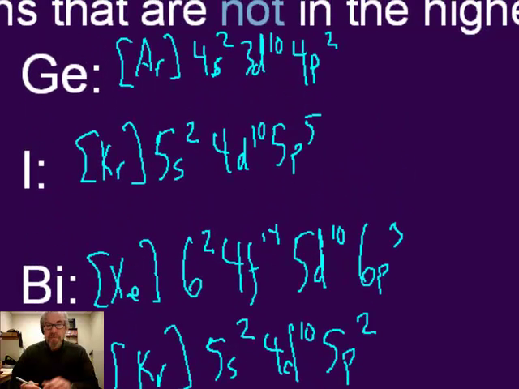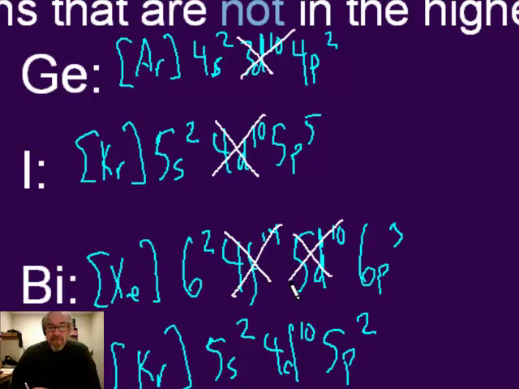Now, if we look closely at these shorthand notations, we notice that for germanium, we have something that's not in the highest shell in that shorthand notation. For iodine, 4d10 doesn't belong in the highest shell, but it still has to be in the shorthand notation. For bismuth, we have 4Fs and 5Ds that are not 6s. And for tin, the highest shell is 5, and we have 4 D10s. So it'd be good to have a way to make this even simpler.